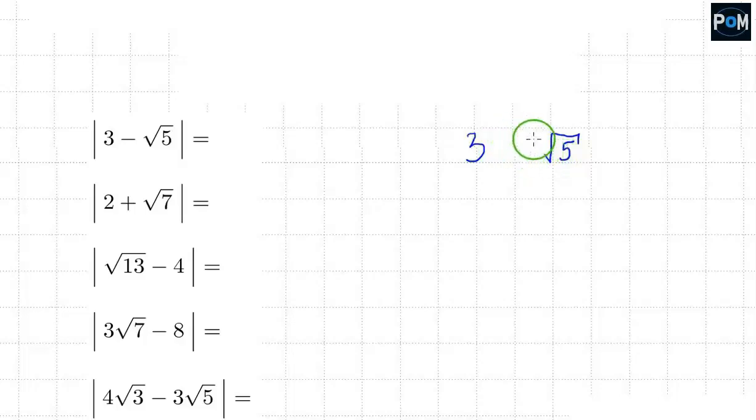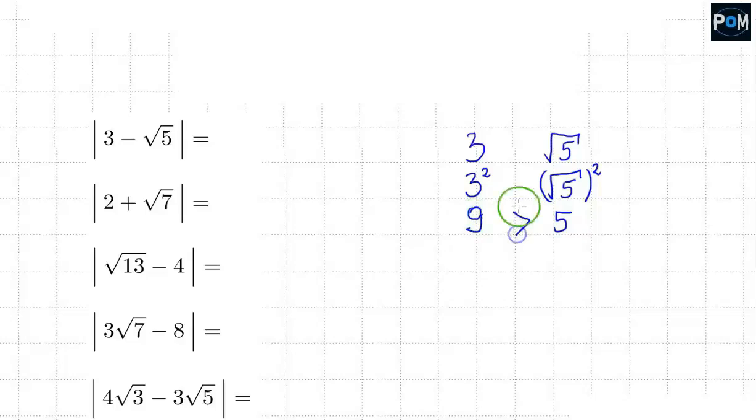One way to compare them is by squaring them, meaning I will square the 3, and I'll square the square root of 5. 3 squared is 9, and the square root of 5 squared gives the result of 5. After squaring, I clearly see that 9 is greater than 5, so 3 will also be greater than the square root of 5. And that means that the number 3 is a larger number, and this number is smaller.